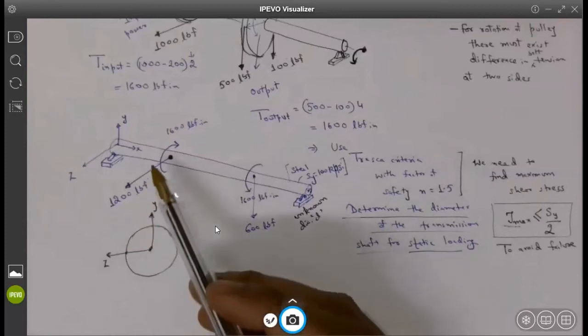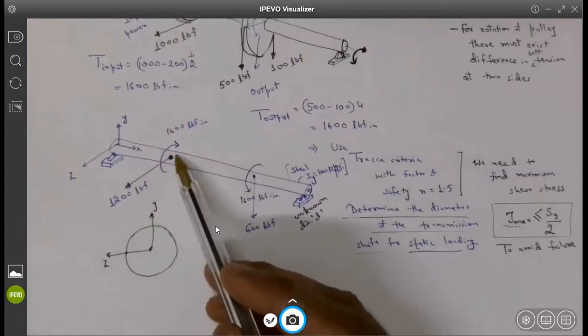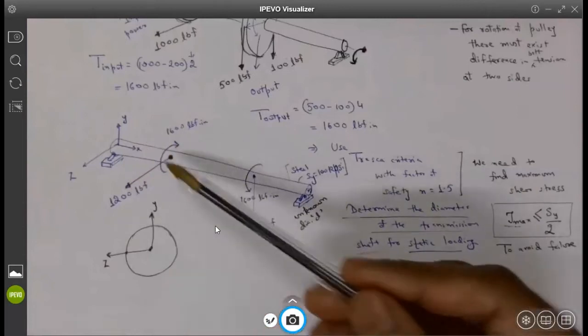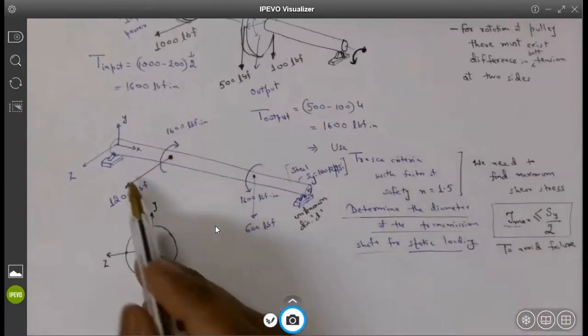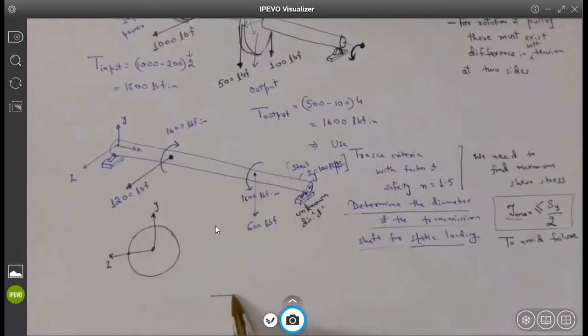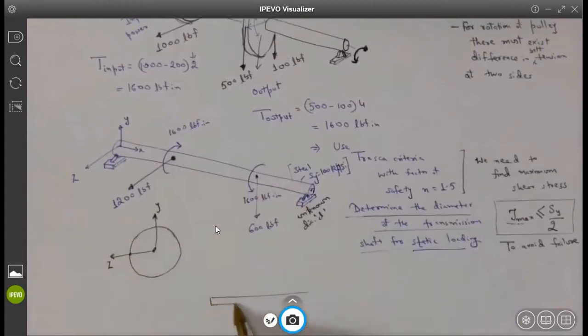So what he said is that when you apply this 1200 pound force, it is going to bend in the Z direction. If I make a planar representation, a 2D sketch of the beam in the XZ plane, so this is X and this is Z, and here you are basically attaching a 1200 pound force.